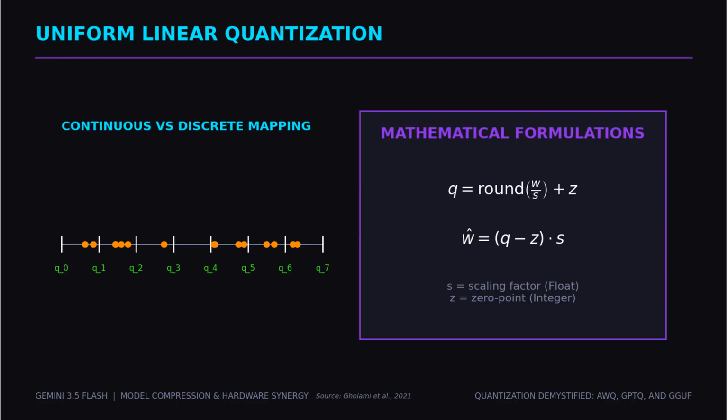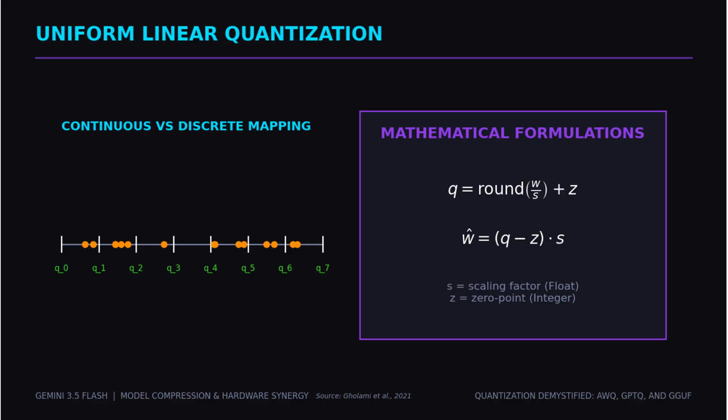The foundation of compression is uniform linear quantization. We map floating point weights to low-bit integers like int4 or int8 using a scaling factor, s, and a 0-point, z. The math is simple. The quantized weight equals the round of the float weight divided by s, plus z. Dequantization reverses this, approximating the original value.